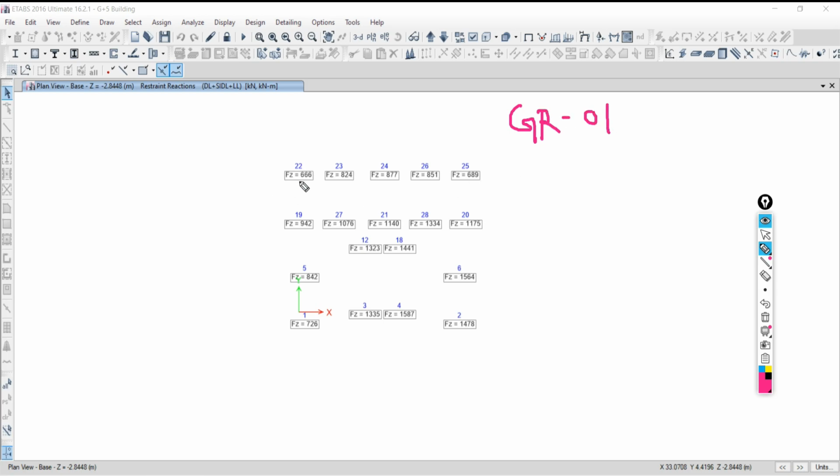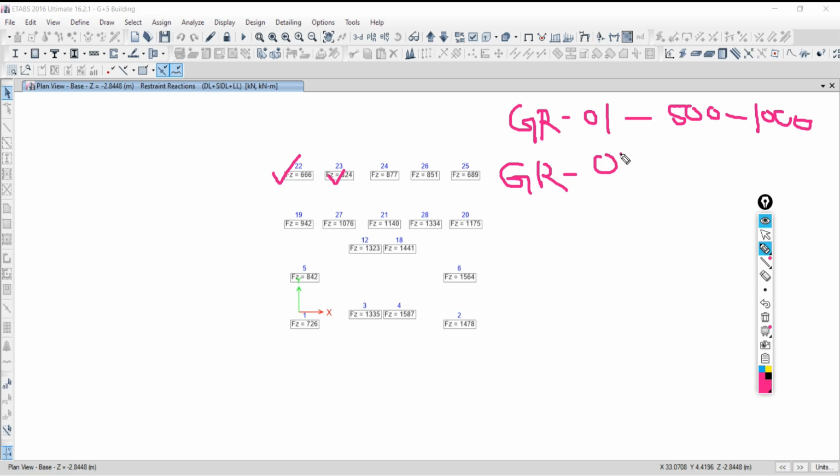In the first group, what is there? 666, and this also I'm going to take. So the range of the first group I'm going to decide as 500 to 1000. Clear? Clear.